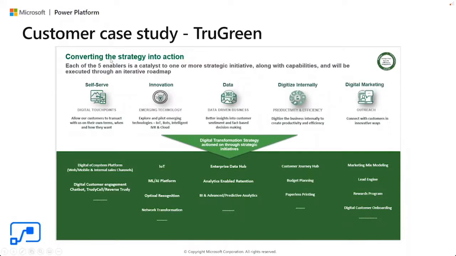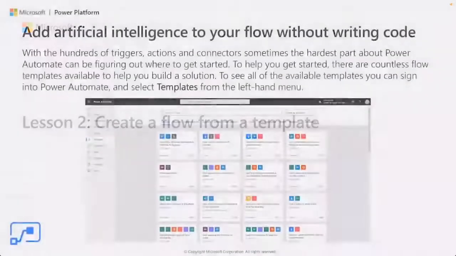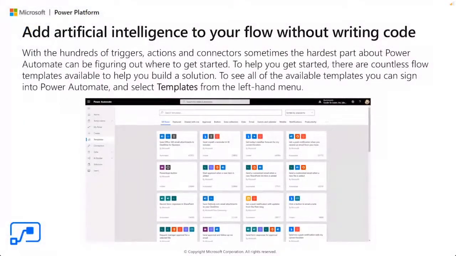You just saw how easy it is for TrueGreen to automate complex processes with other solutions. When their customer service centers are closed or just overwhelmed, they can use Power Virtual Agents to convert everything into their legacy system that has no API, turning it into a real field service intervention. So let's see how we can build different ways using templates in Power Automate to create your own flows. It's easy to add artificial intelligence to your flow without writing code.